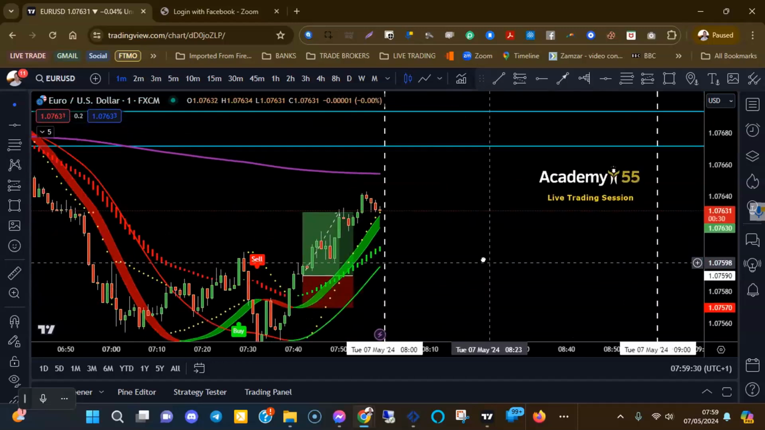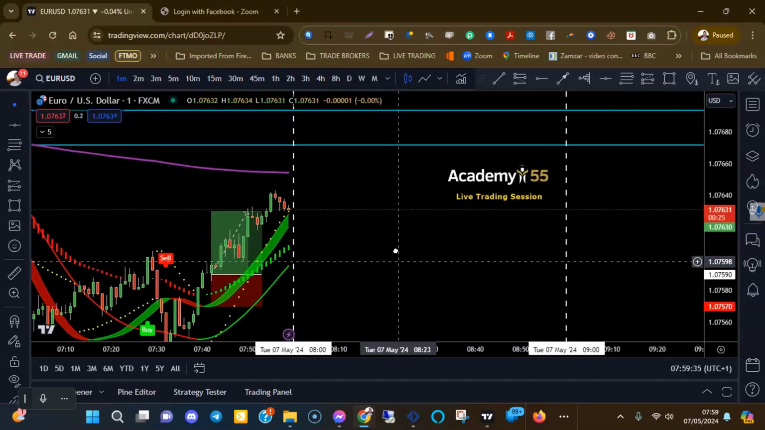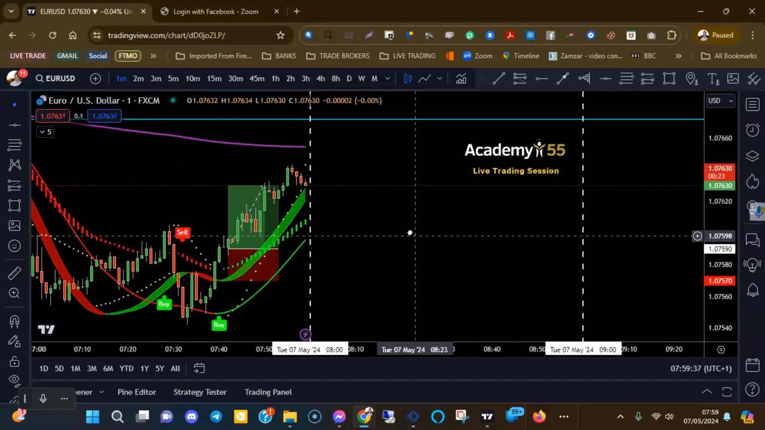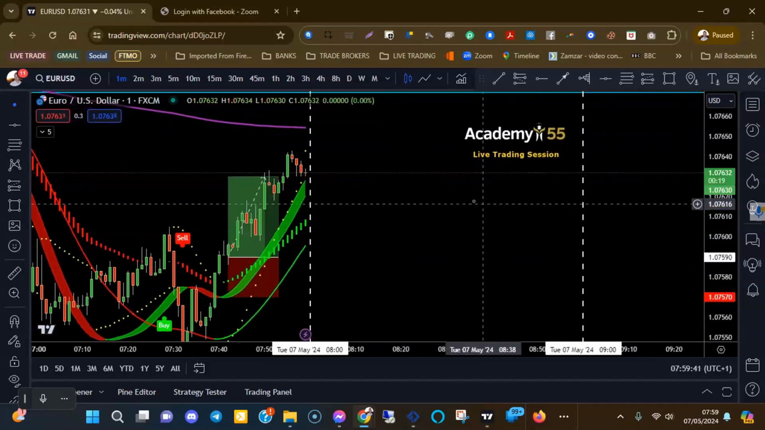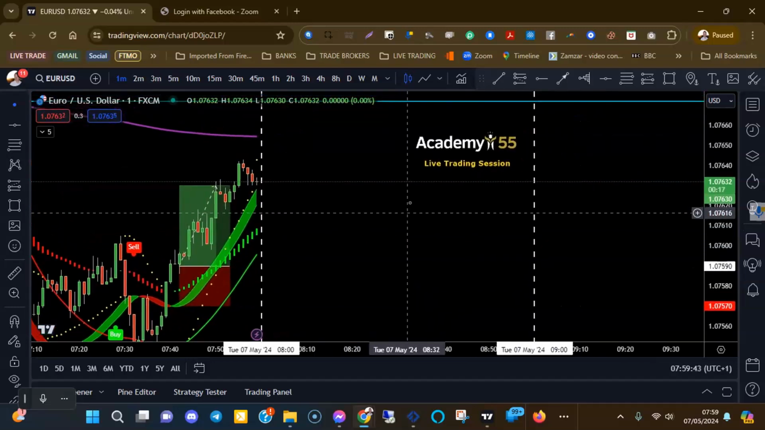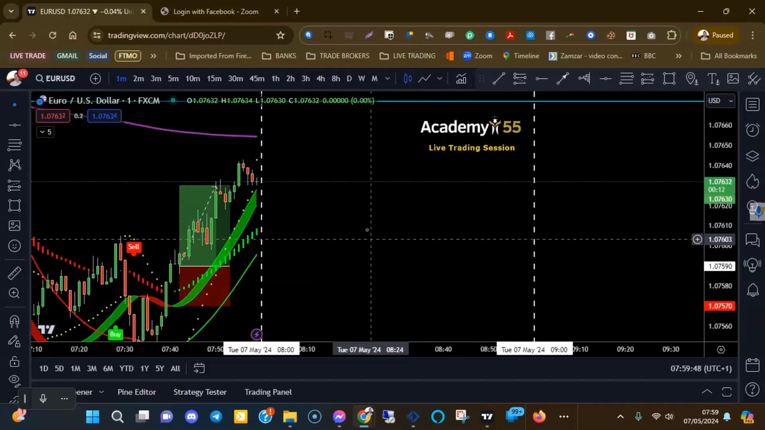Trade what you see, not what you think. And I should be sticking with that, really, and getting on with that. So my next alert will be a sell alert, and I will act accordingly on that.